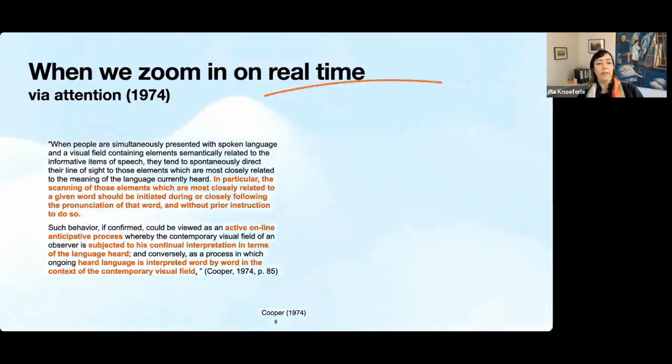And he concluded further, such behavior, if confirmed, could be viewed as an active online anticipative process where the contemporary visual field of an observer is subjected to his continual interpretation in terms of the language heard. And conversely, so it goes both ways, as a process in which ongoing heard language is interpreted word by word in the context of the contemporary visual field.